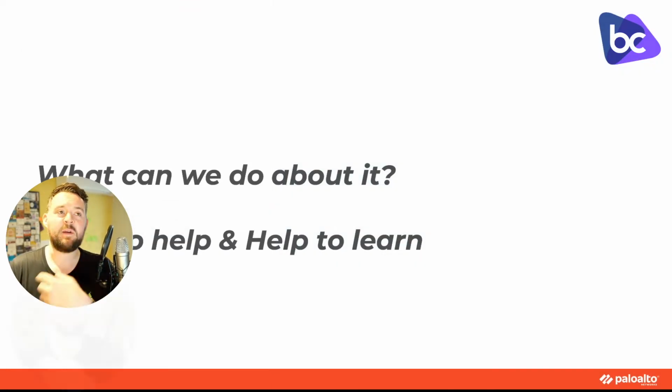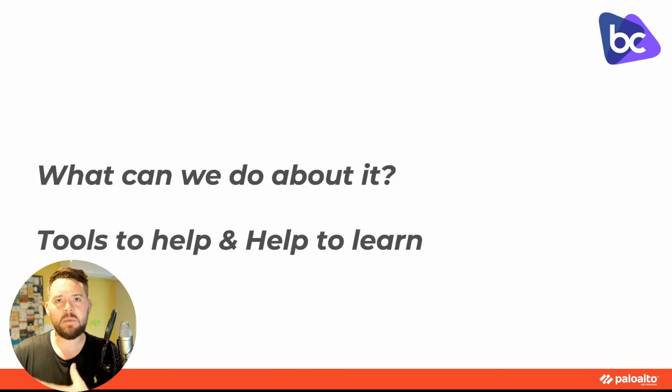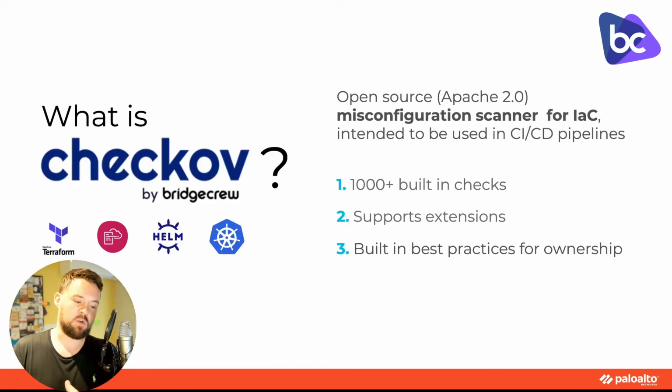So what can we do about it? What tools can we use to immediately improve our security posture when it comes to infrastructure as code? So the first one I want to talk about is by Bridge Crew at Palo Alto. It's called Checkov. It's completely open source, and it is a static analysis scanner for infrastructure as code. Basically, it comes with a load of built-in checks against all of these CIS guidelines for Kubernetes, for Terraform, against AWS, Azure, Google Cloud, etc.